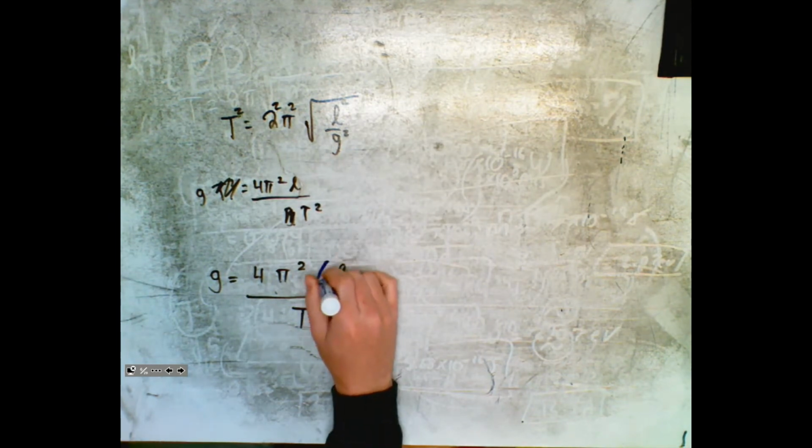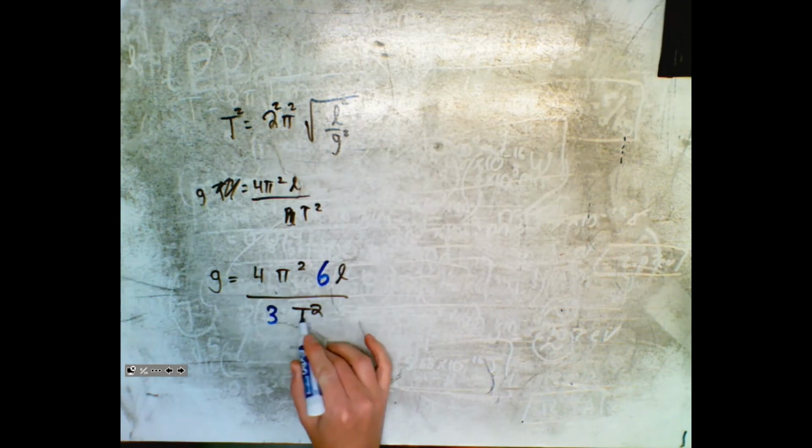And now we can solve this without numbers. We just have to look at what changes. So it says on planet N, the pendulum with a length of 6L, so we're 6 timesing our length, and it has a period of 3T. So 3T, but remember T is squared, so we have to square that value as well.